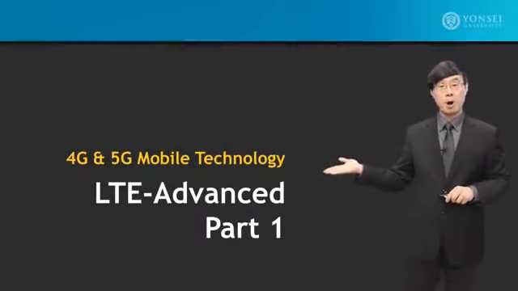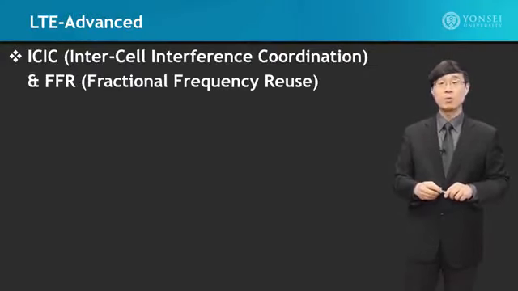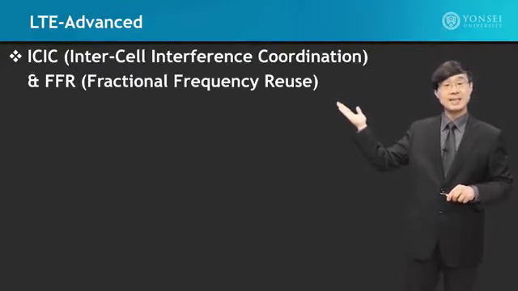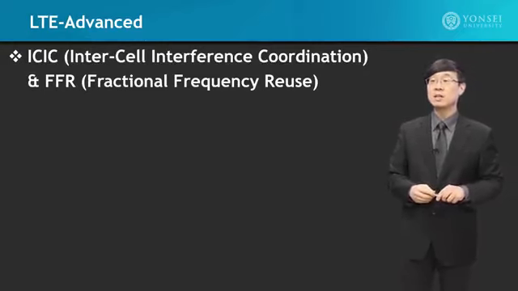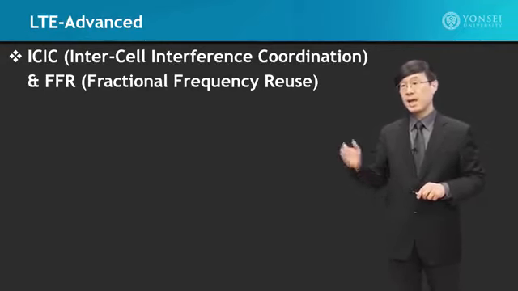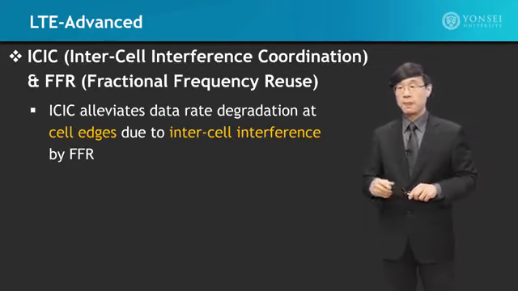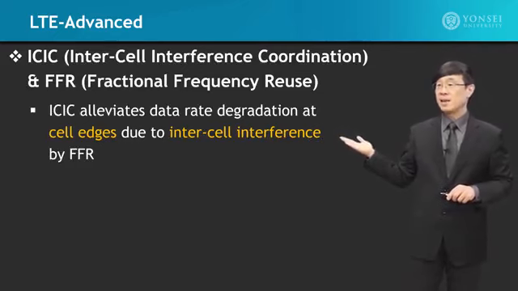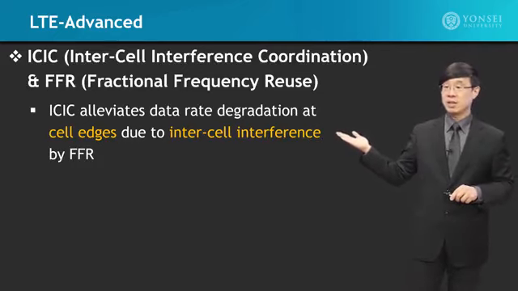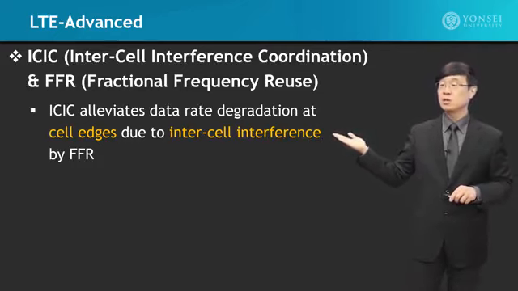LTE Advanced Part 1. Here we will first start off with ICIC and FFR. ICIC stands for Intercell Interference Coordination and FFR stands for Fractional Frequency Reuse. ICIC alleviates data rate degradation at cell edges due to intercell interference by FFR.